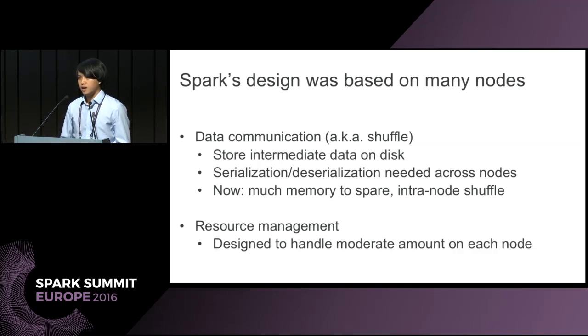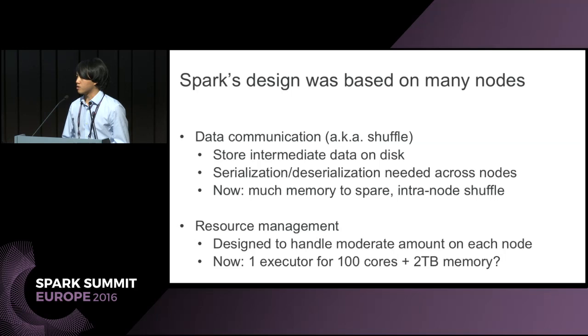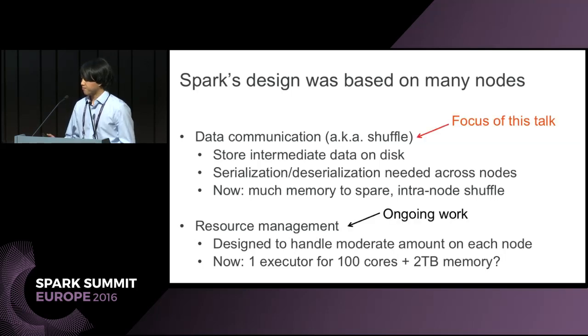Spark was designed to handle those moderate nodes, but if we move to this current world, imagine having one executor to manage more than 100 cores and also 2 terabytes of memory. Just considering the amount of GC you will hit that stops the world, it's kind of scary. But for this talk, I'm going to focus on the first one, and the second one is still ongoing work.